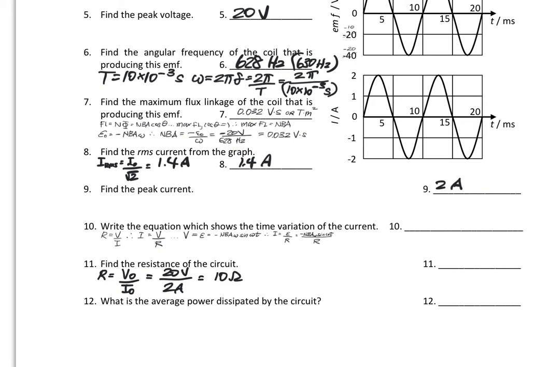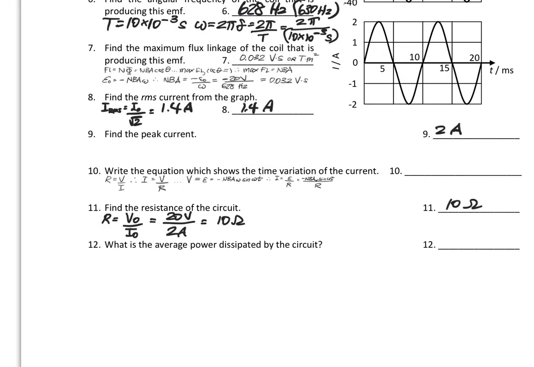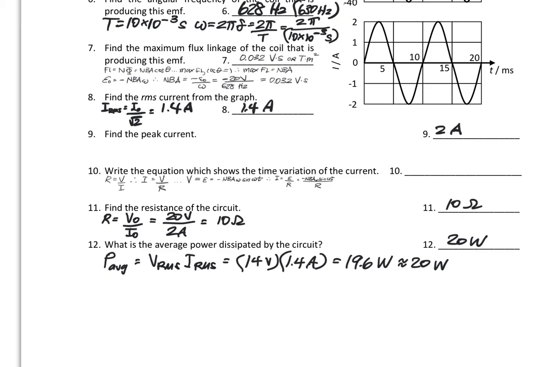Oh, and of course, it's a ratio. So whether we do 20 divided by 2 or 14 divided by 1.4, we still wind up with 10, of course. So 11 is 10 ohms. Now 12 is where RMS makes a difference because it doesn't want the maximum power in the circuit, it wants the average power in the circuit. And you get about 19.6 watts, which rounding for 2 sig figs gives us 20 watts.